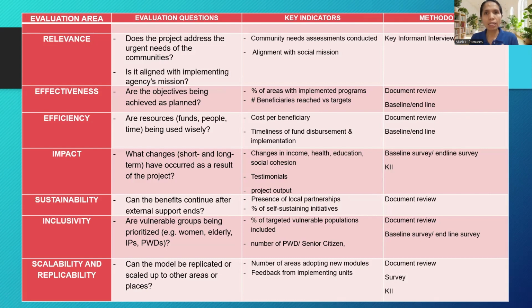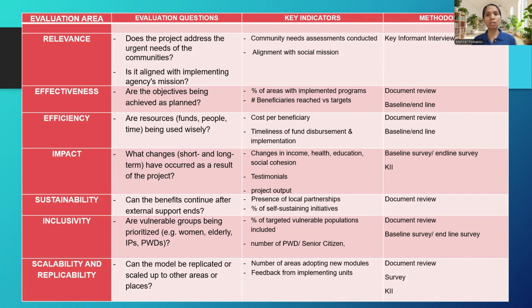So what are our key indicators? Presence of local partnerships. There should be partnerships so that the community will continue because there are still offices or institutions that will support them. And the percentage of self-sustaining initiatives. How about the contribution of the community members and their leaders? What are their strategies in order that this social mobilization will continue? How will we do it?